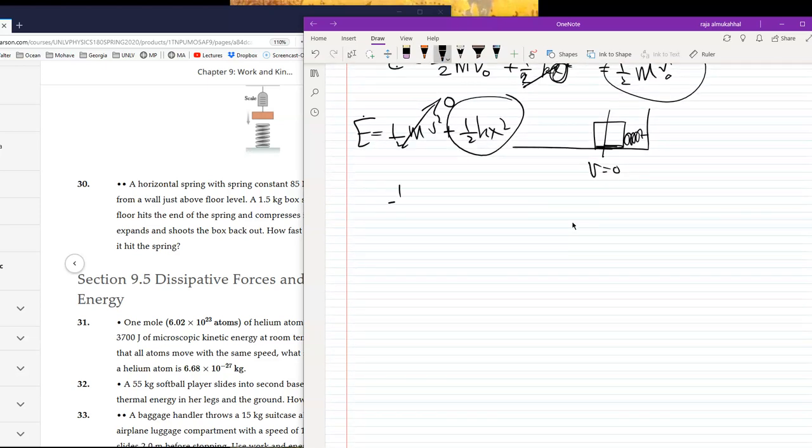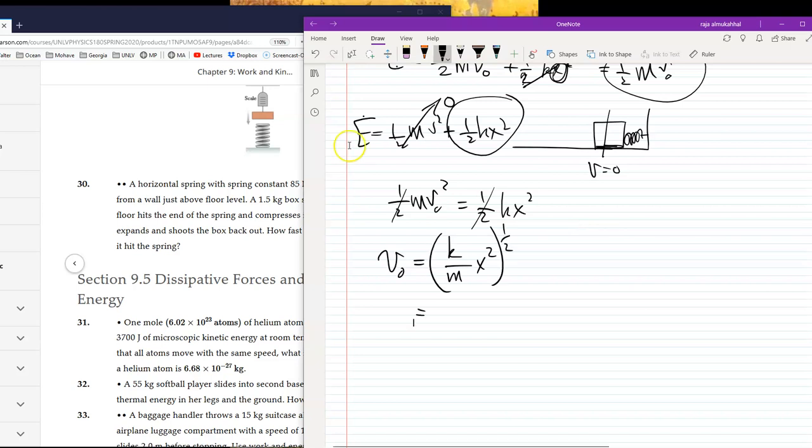So I have 1/2 mv0 squared equals 1/2 kx squared. The halves cancel out like that. And then I'm asking for v0. So v0 is going to be equal to the square root of k over m times x squared, all of that under the root. And then I just plug it in.